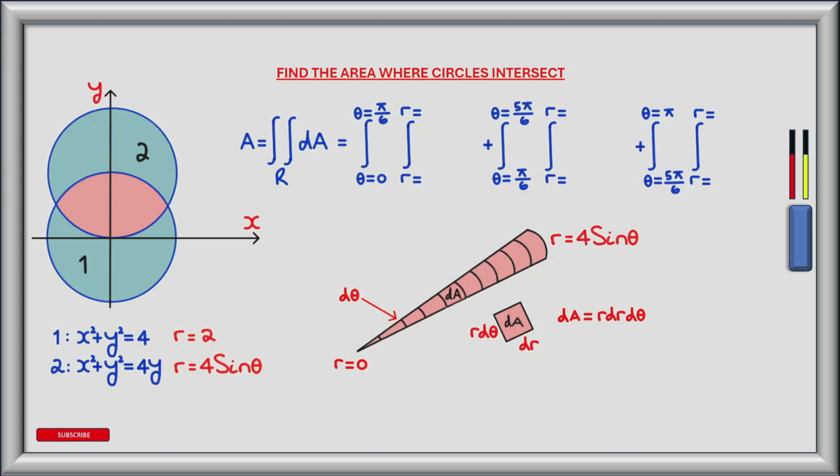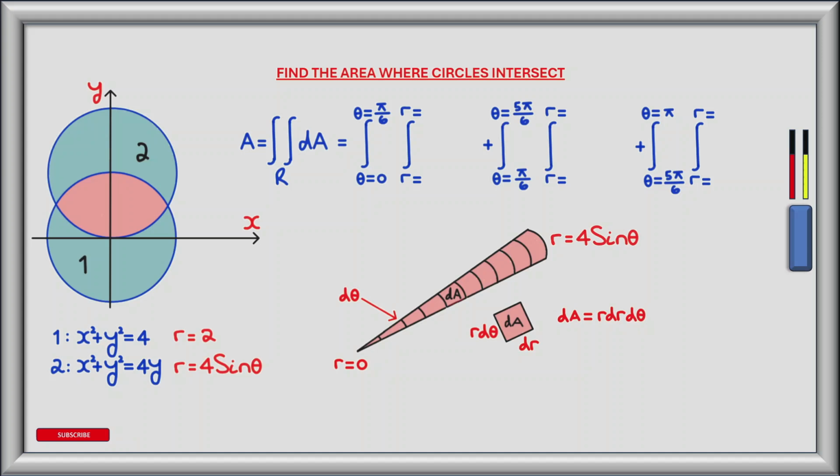Finally, in the third sector of area, when we sum or integrate along the radial distance r, we begin at the origin and travel along the perimeter of circle 2. So we begin at r equals 0 and end at r equals 4 sine theta.